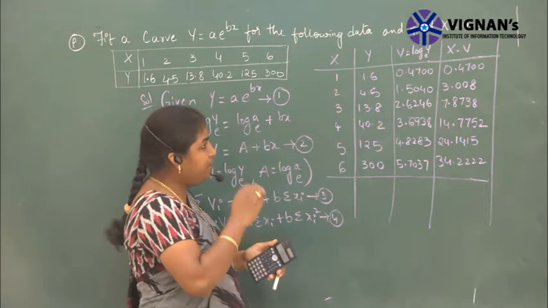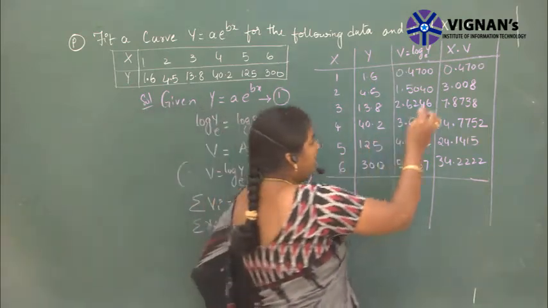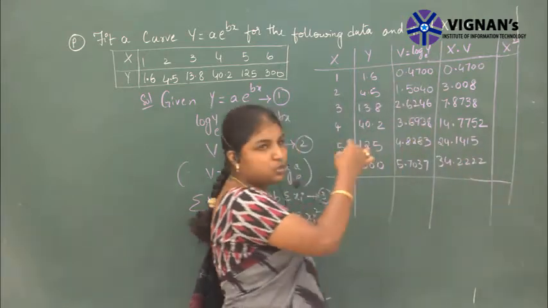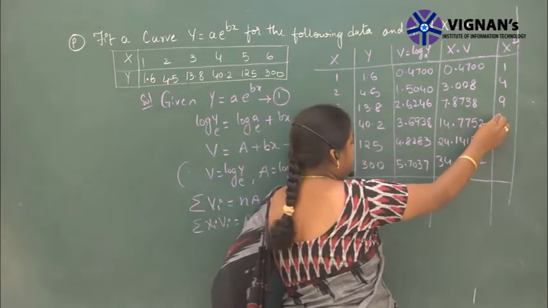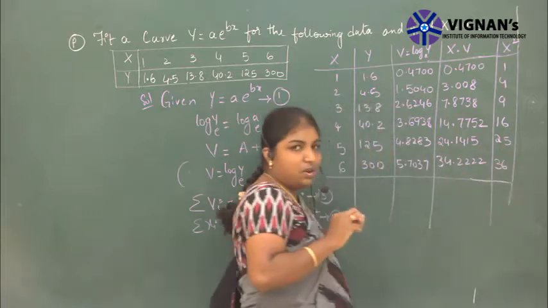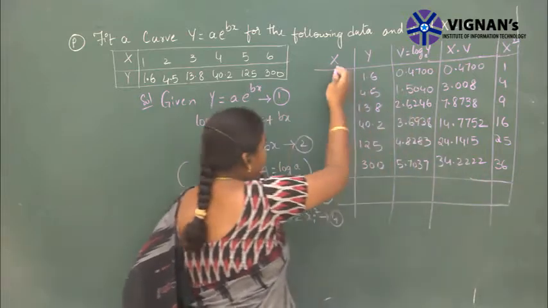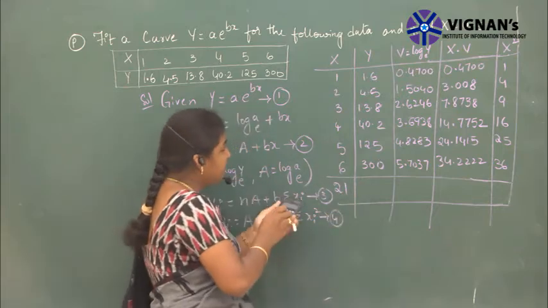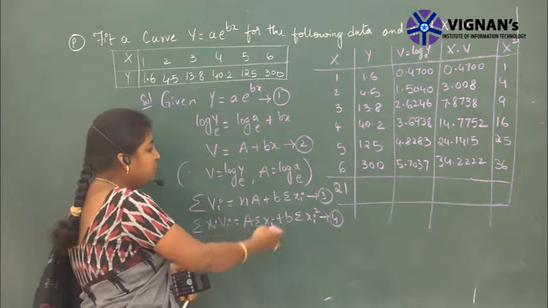So now we want the summation of Xi, summation of Xi square also. So here I am finding X square, that means X value square. 1 square is 1, 2 square 4, 3 square 9, 4 square 16, 5 square 25, 6 square is 36. So now we want a summation of all these values. That means we are adding all the values, right? So I am adding, equal to 21. So we no need to find out summation Y because there is no summation Y.